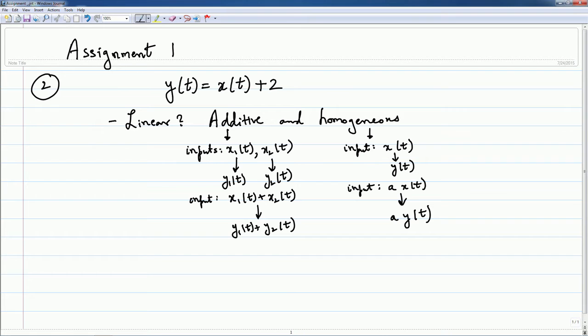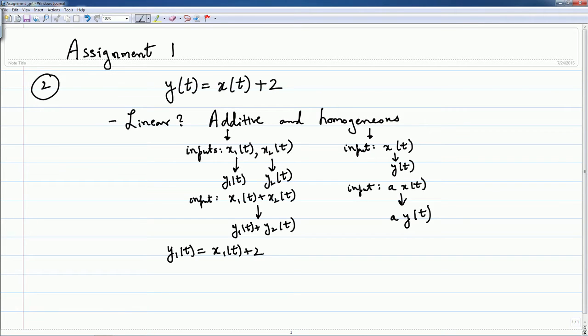So, let us look at that. Let us look at additivity. If x1 of t is the input, the output I have represented as y1 of t. Now from the input output relationship, I know that y1 of t equals x1 of t plus 2, right.